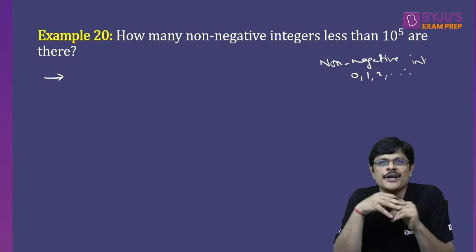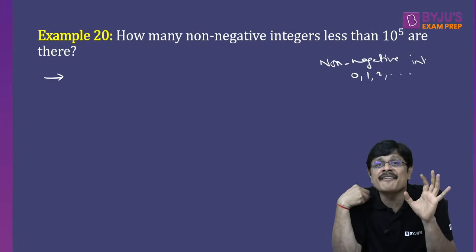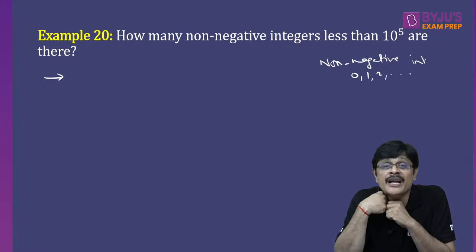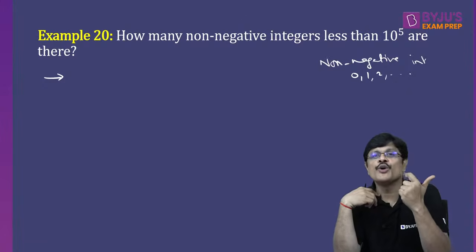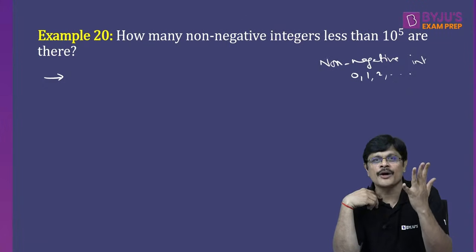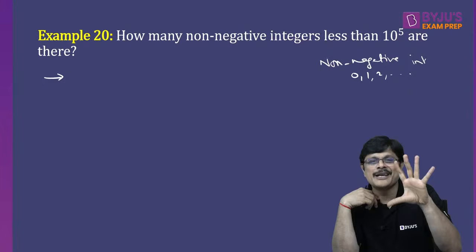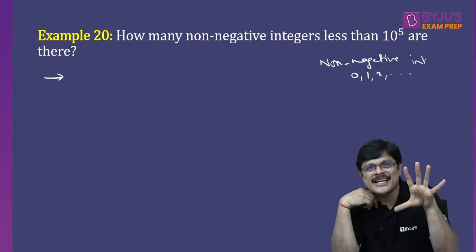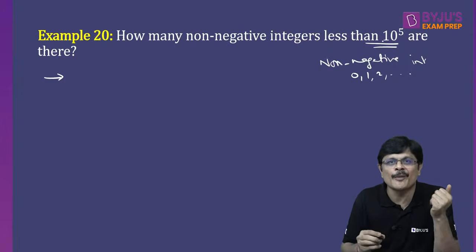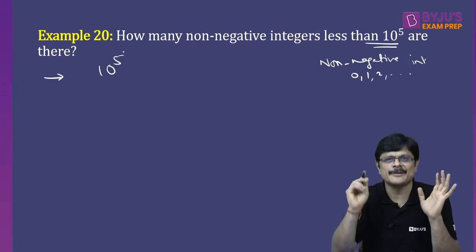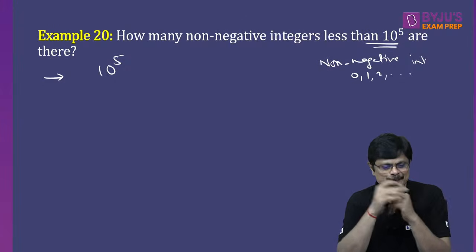Now I'll ask you a question. How many non-negative integers less than 5 are there? 5 is not included. Less than 5: 0, 1, 2, 3, 4. How many are there? 5 are there. So the number of non-negative integers less than 5 is 5. Then the number of non-negative integers less than 10 power 5 is how many, sir? Common sense way of solving it.